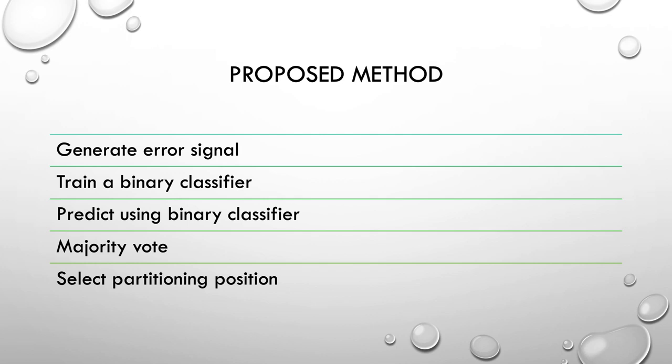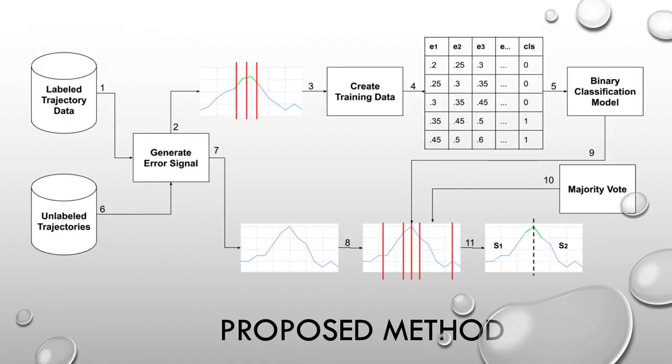Since we use a sliding window with size n, we have n number of predictions for each trajectory point. Using a majority vote, we decide if the potential partitioning position is an actual partitioning position or not. Then we select the partitioning position and produce our segments. In this illustration, we show the steps of WS2 in a big picture.